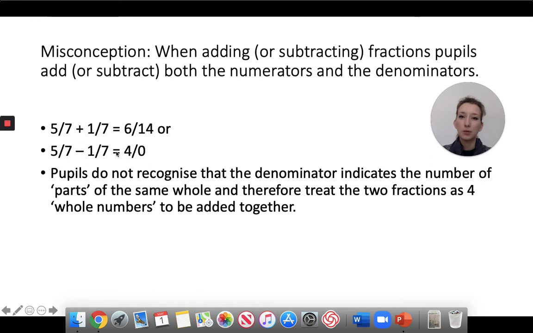But it's not quite that way, as you know, because we've talked about sevenths in this case. So pupils do not recognise that the denominator indicates the number of parts of the same whole, and therefore treat the two fractions as four whole numbers to be added together. Okay, so if you see these sorts of misconceptions, I would re-look at some of the part-whole strategies that we talked about in part 1 and 2 to address that.